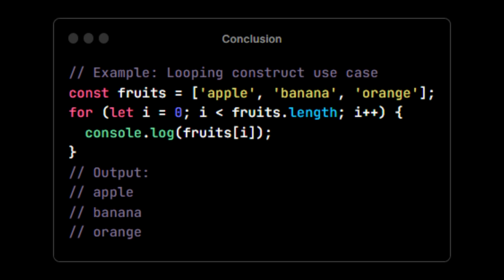In this tutorial, you learned about various looping constructs in JavaScript, including while loops, do-while loops, for loops, for of loops, for in loops, and for each loops. Each looping construct serves a specific purpose and is suitable for different scenarios. Understanding and applying the appropriate looping construct can greatly enhance your ability to manipulate and process data efficiently in JavaScript.